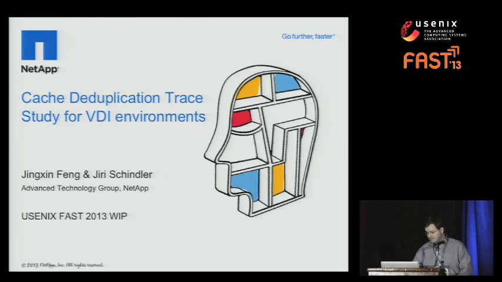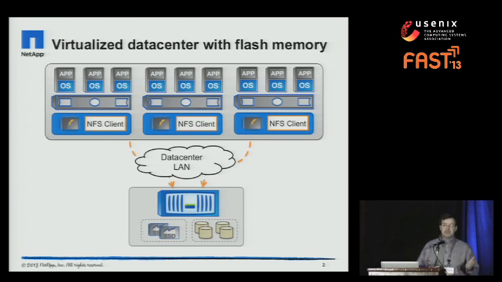Just to refresh what we're talking about, this is a typical cartoonish way of representing what a virtualized data center looks like. At the bottom we have a shared storage system, such as a clustered ONTAP that we sell, and that provides storage for a collection of servers that run hypervisors. In this example, we have three hypervisors, and they all in turn run a large number of virtual machines that have their own application and OS stacks.